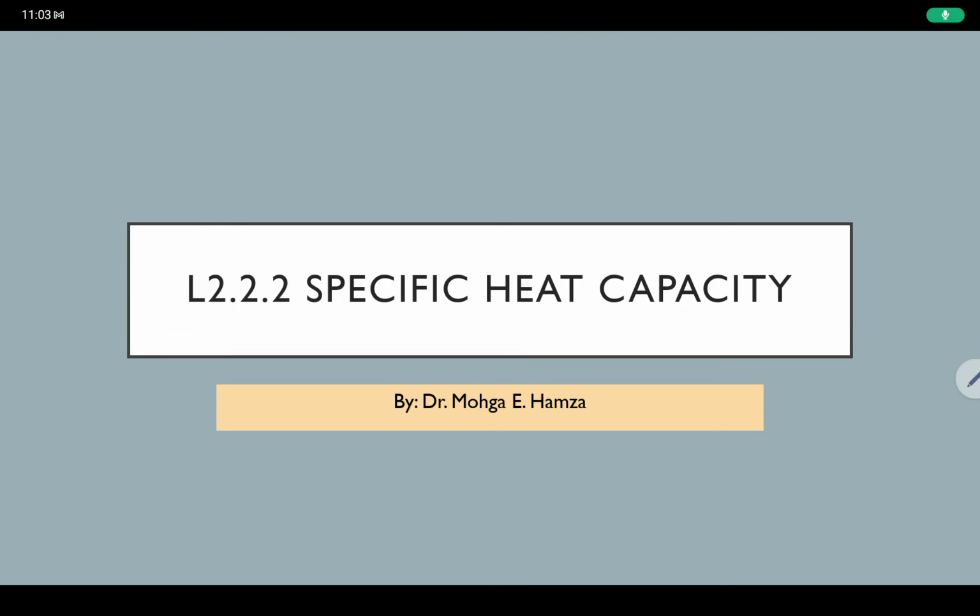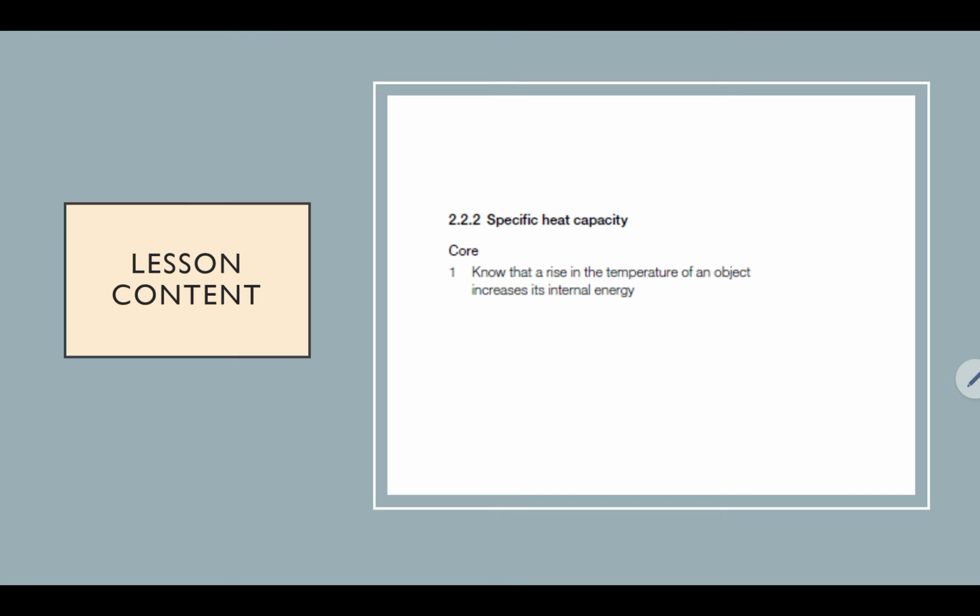About specific heat capacity. This is Dr. Mocha. In this lesson for Year 9 core, you're not required to know much rather than understand what specific heat capacity is.